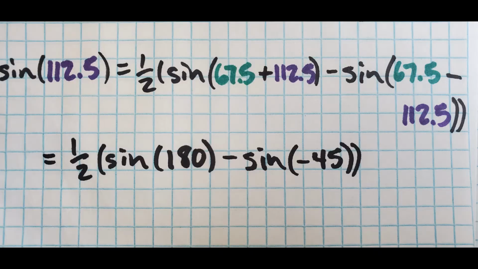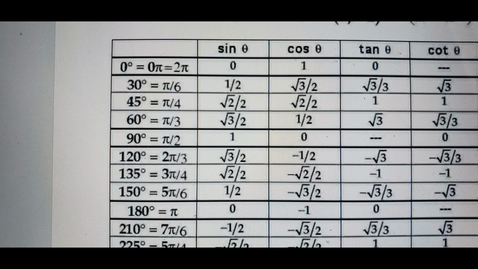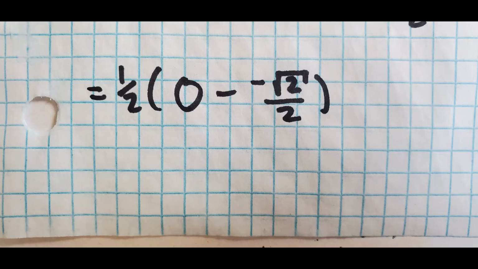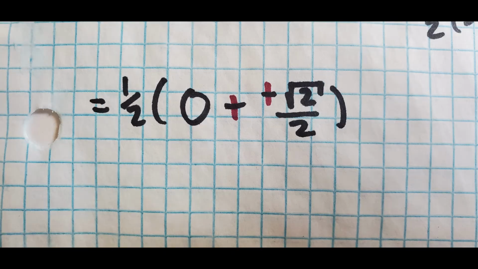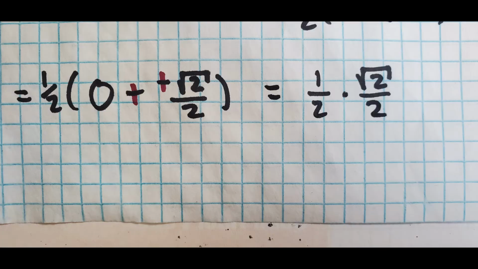So on the right side, we're just going to add them up and then subtract them. So you're going to end up with half times sine of 180 minus sine of negative 45. Don't be confused by sine of negative 45. That's going to be the same thing as sine of positive 315. So look those up on a chart, and you end up with 1/2 times the quantity 0 minus a negative square root of 2 over 2. The minuses turn into plus signs. So then you just have a 1/2 times square root of 2 divided by 2.